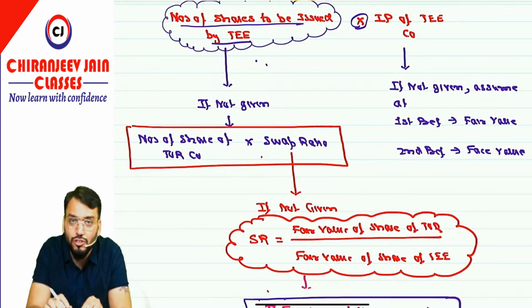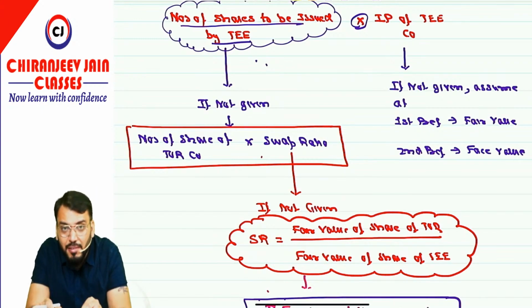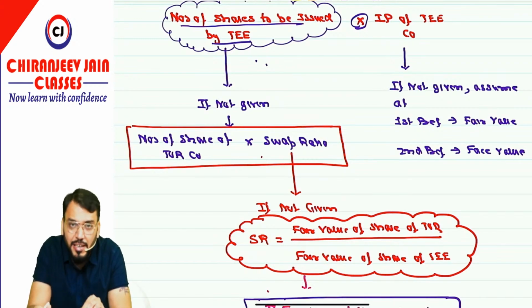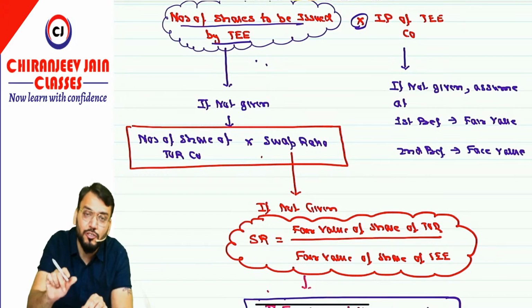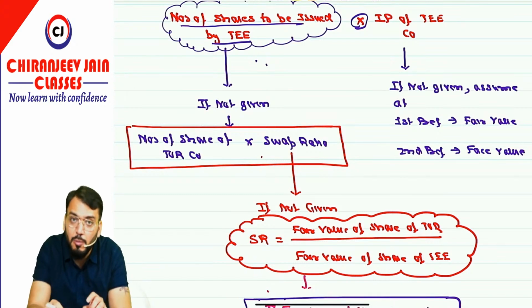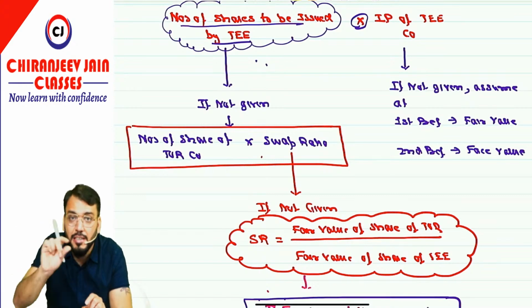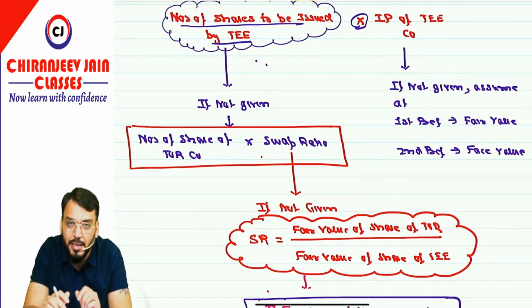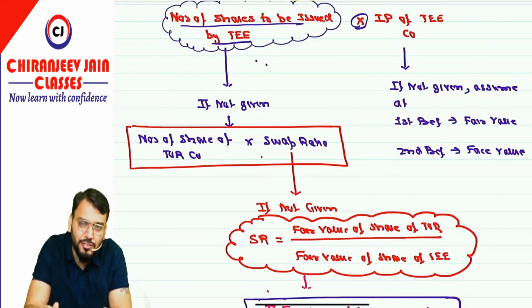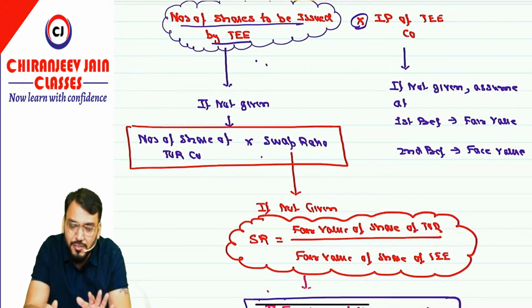If not given in the question, just identify whether the fair value of shares of the companies is given. If given, then we can calculate the swap ratio by using the fair value of shares. So that will be fair value of shares of the transferor company divided by fair value of shares of the transferee company. Fair value is nothing but the market price of shares or the intrinsic value of shares. This much have you understood?